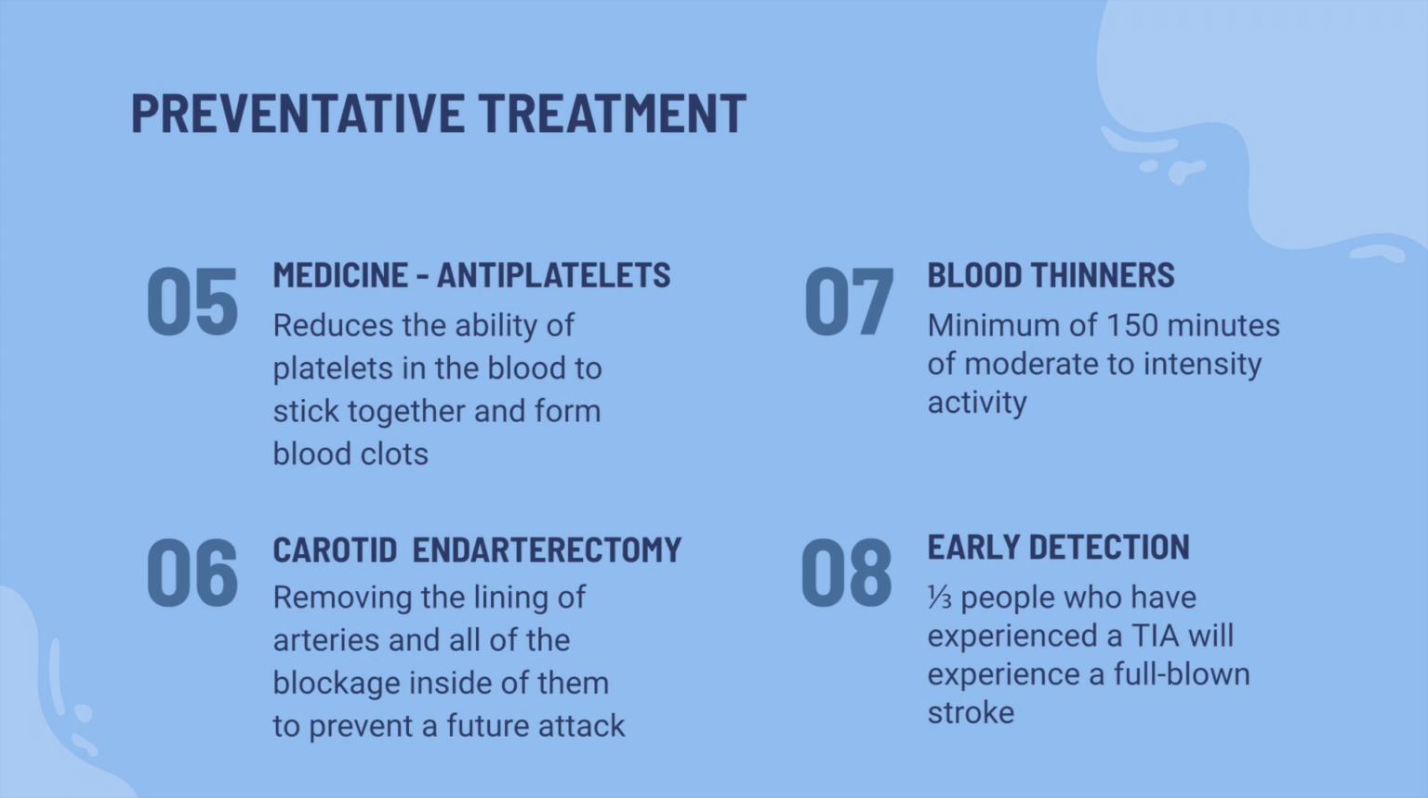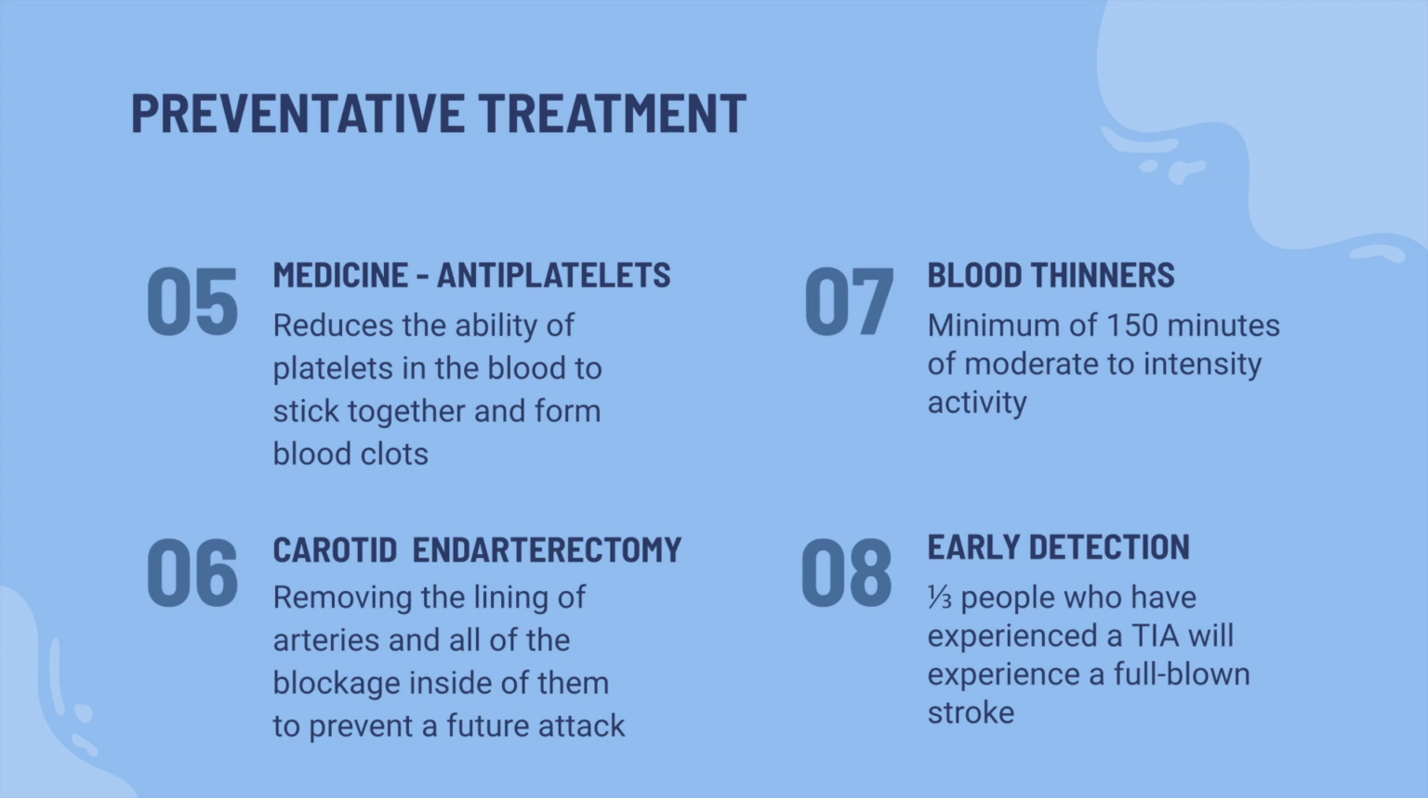Medicines like aspirin and antiplatelets reduce the ability for platelets in the blood to stick together and form blood clots. In serious conditions, one can undergo a carotid endarterectomy, which is a surgery which involves removing the lining of arteries and all of the blockage inside of them to prevent future attacks. In almost all cases of a patient having a stroke, they are prescribed blood thinners. Using blood thinners and anticoagulants as a preventative treatment decreases the chances of blood clots forming in the heart, which reduces the risk of stroke.